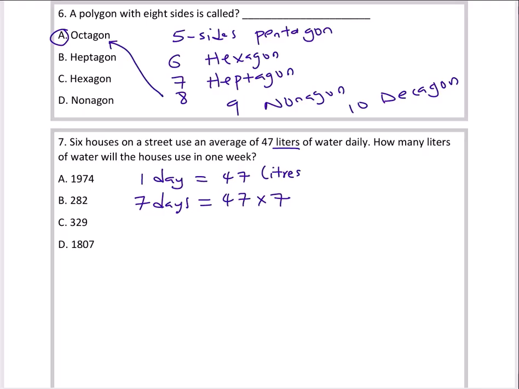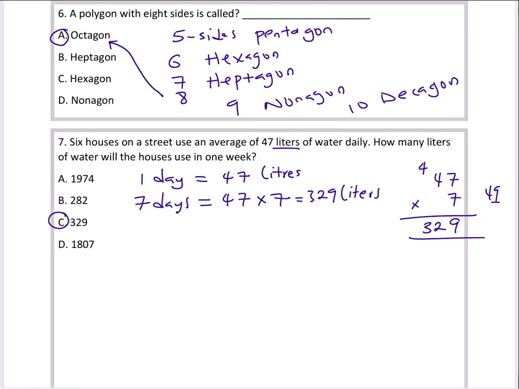Okay, let's do that. 47 by 7. 7 times 7 is 49. So write 9, carry 4. 7 times 4 is 28 plus 4, that's 32, right? So it simply means they are using 329 liters in 7 days. So that's option C.